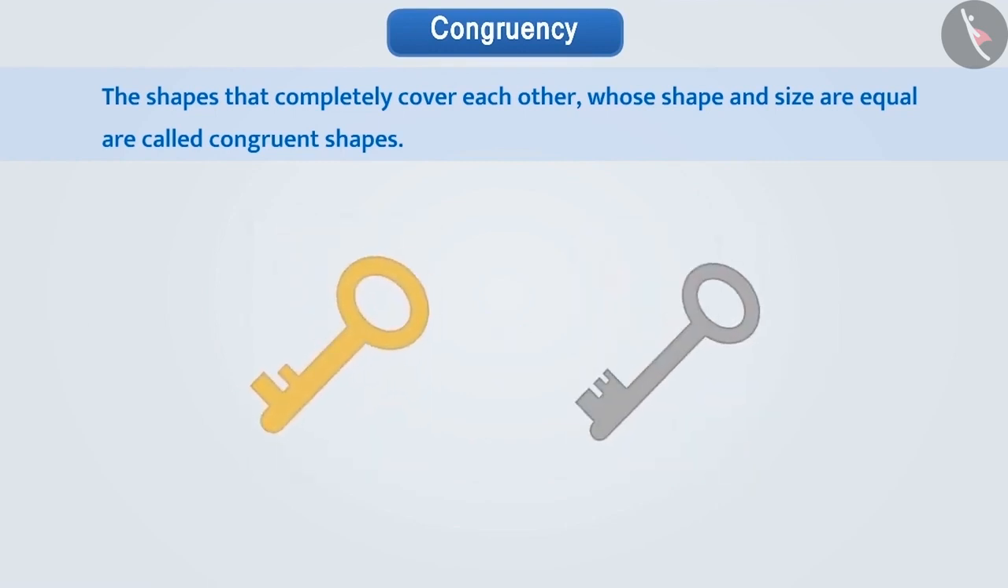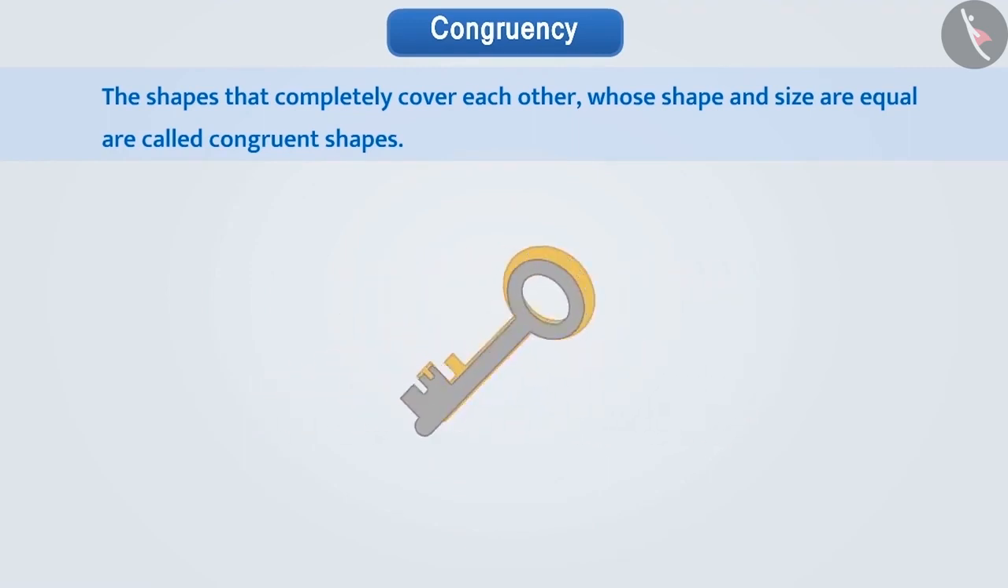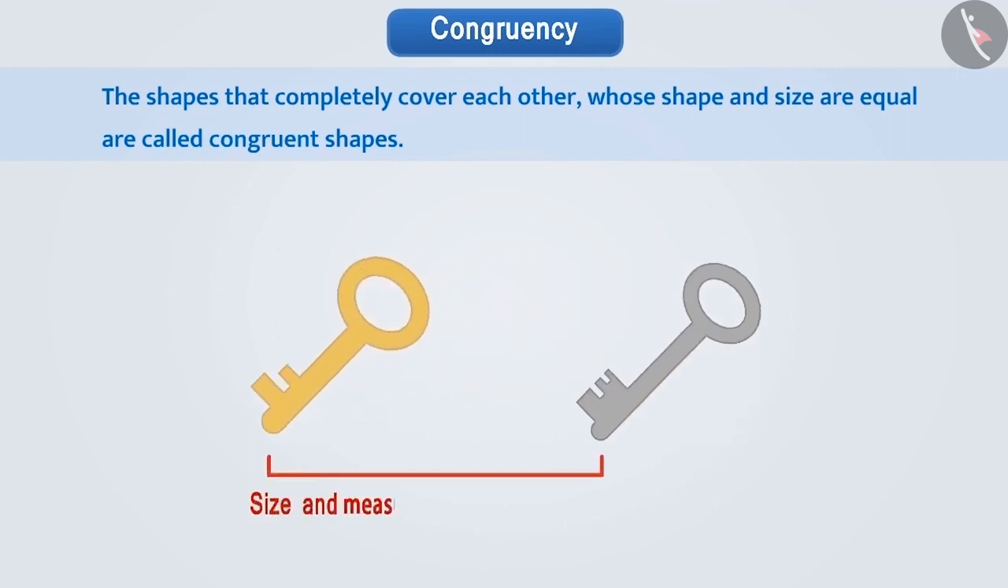Now look at these two shapes of keys. Do you think that this is also congruent? Think. To find out, we will try to keep one shape properly on the other. As you can see, the two keys do not cover each other completely. That is, they are not equal in size and measure, so it is not congruent. We use this symbol to show that the two figures are not congruent.